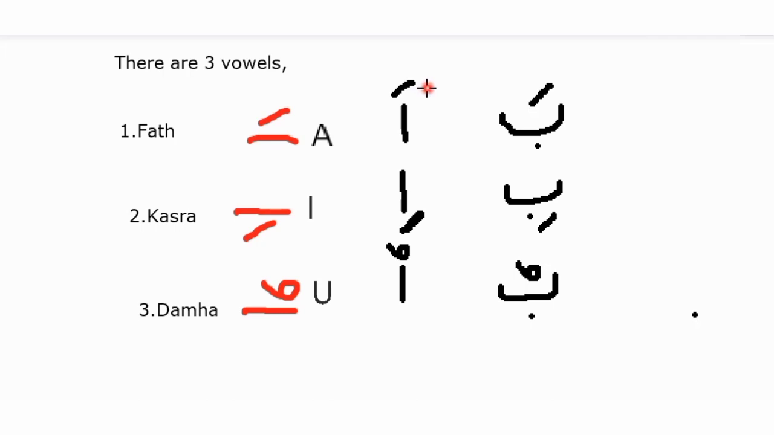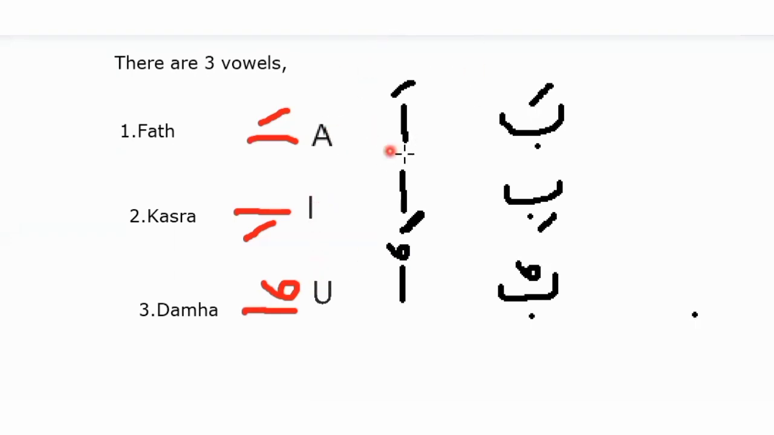So let's start it. Look at this: Fatha, Kasra, and Damma. Fatha's sound is A, Kasra's sound is I, and Damma's sound is U. A, I, U. These are also called the short vowels, so don't stretch them. A, I, U.